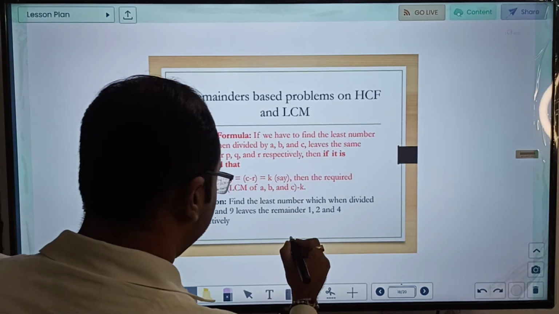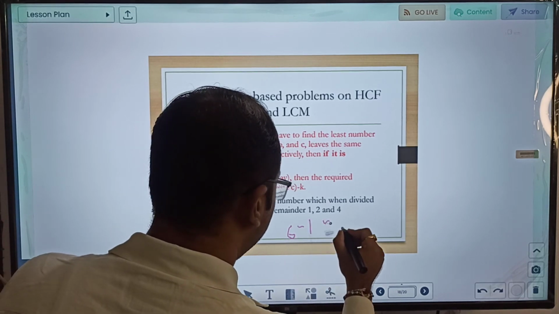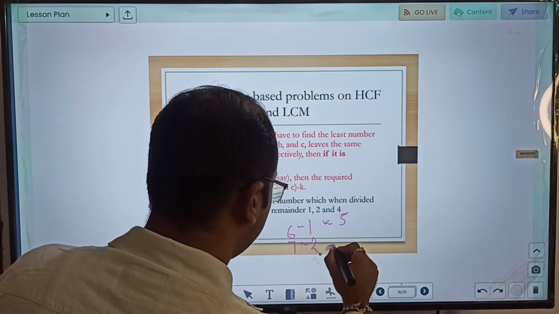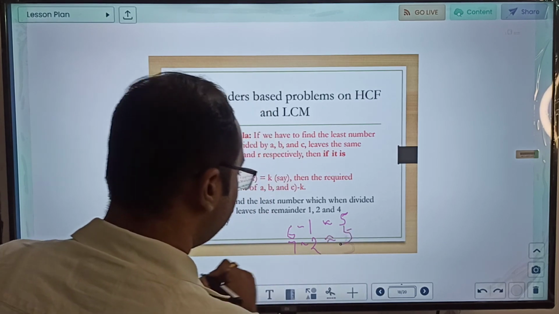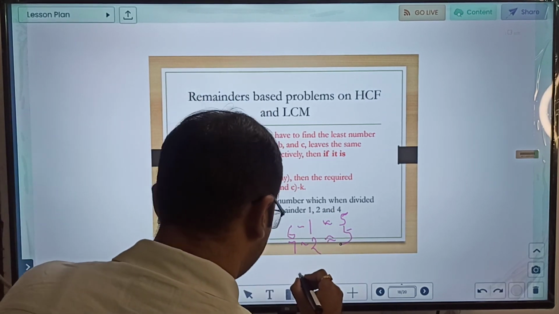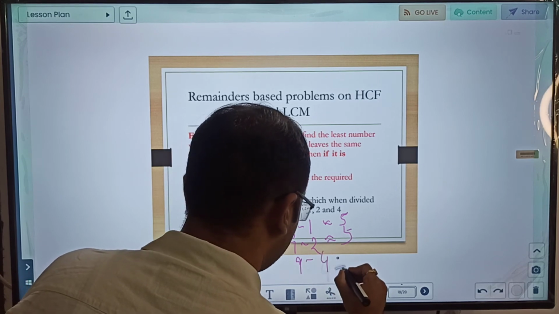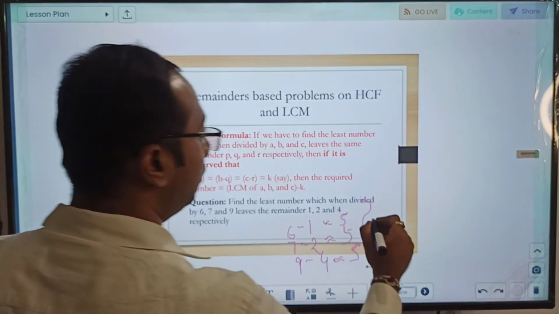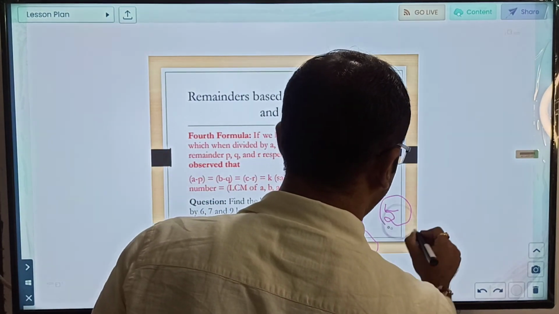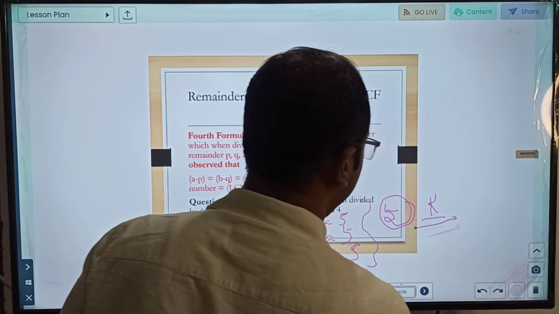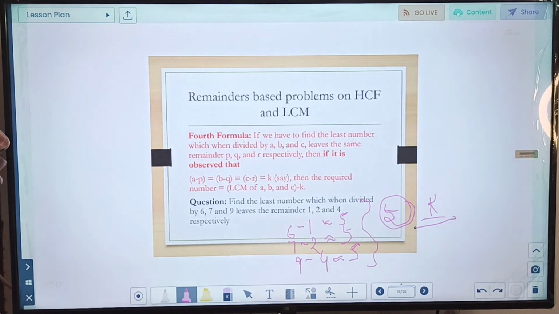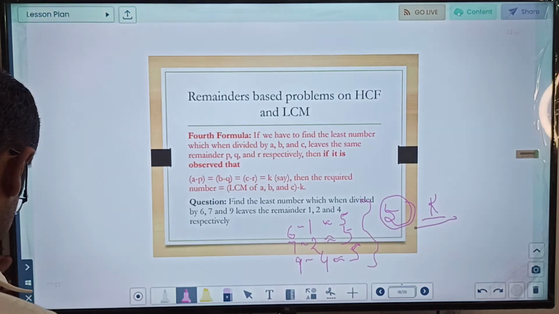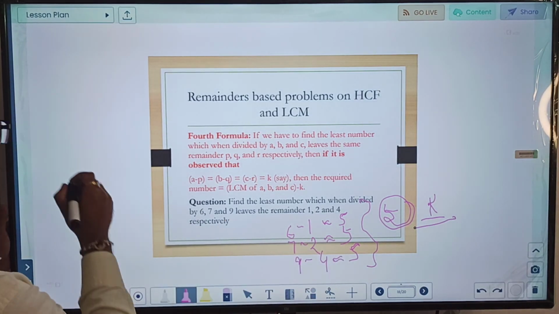Let us subtract. 6 minus 1 is 5. 7 minus 2 is again 5. 9 minus 4 is again 5. So this is what it was saying, the differences will be the same. So here the difference is 5, which is basically our value of k. What we need to do now is very easy: LCM of A, B, C minus k. So we will take the LCM of these three numbers and subtract k.